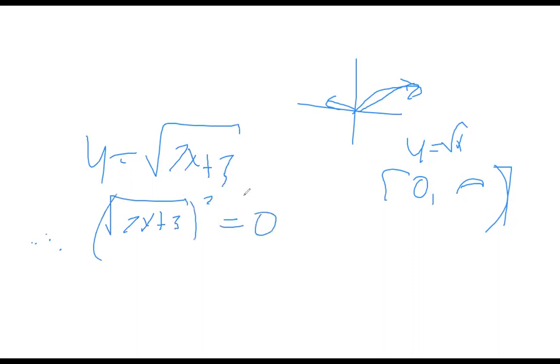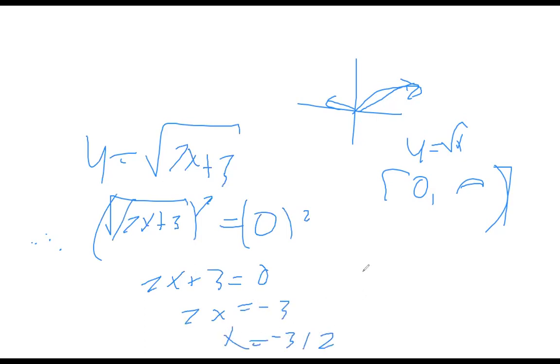So you square both sides, you cancel the root, and you get 2x plus 3 equals 0. So 2x equals negative 3, x equals negative 3 halves. So basically what this is telling you is that anything greater than negative 3 halves will be defined. Anything less than negative 3 halves will be the square root of a negative number, which is undefined. So that doesn't work.